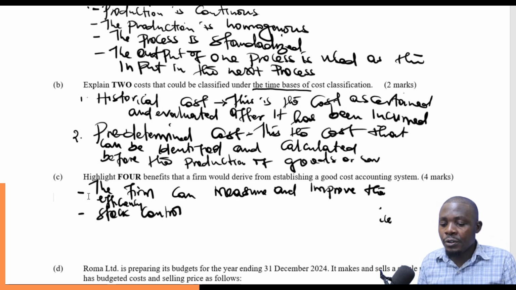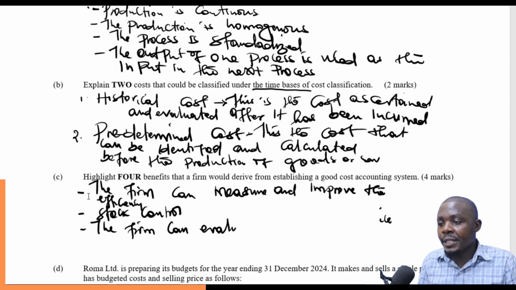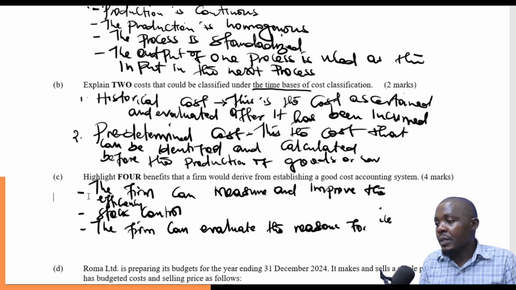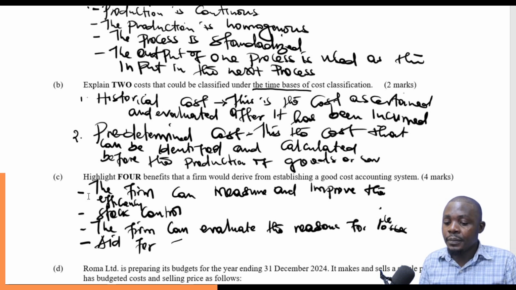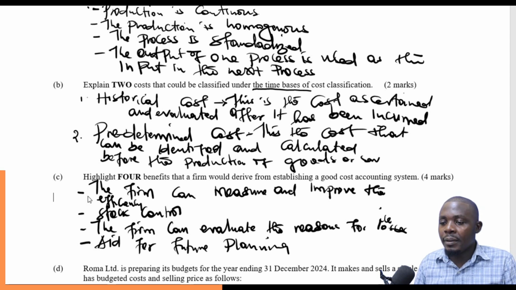Number three, the firm can evaluate the reasons for losses. And number last, we can mention that it can aid for future planning.